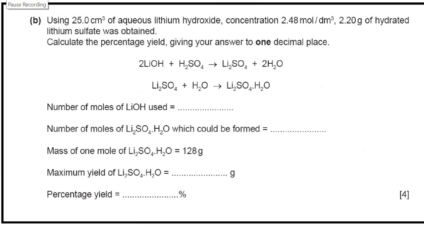For this question, we've got to calculate the percentage yield. This one's worth 4 marks, look. So pause the video, have a look. It's another titration, but this time they've given us all of the values that we would need, including the equations. But this time be careful, because at the end here it says calculate the percentage yield giving your answer to 1 decimal place. Okay, so that's worth 1 of these marks here. If you don't give it to 1 decimal place, you will lose a mark there.